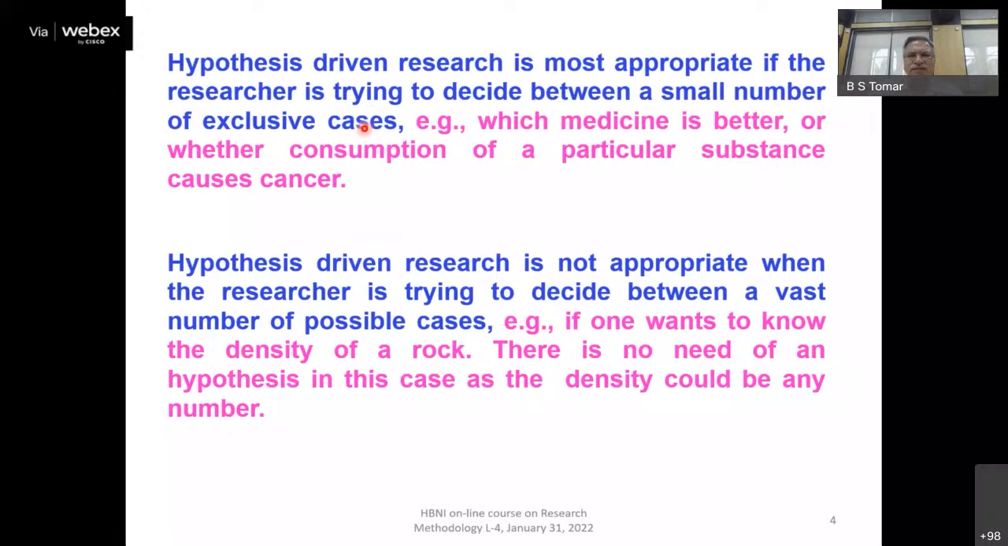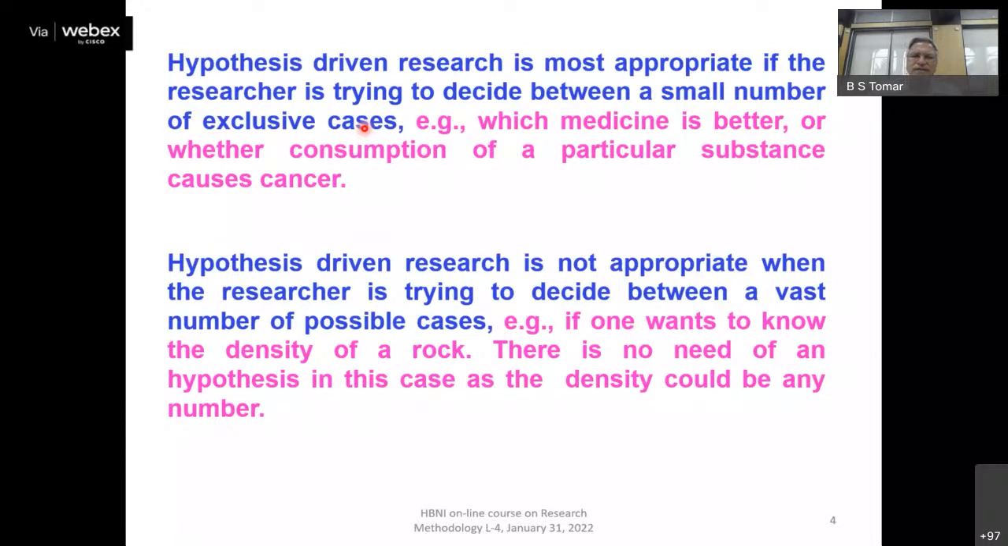Similarly, whether the consumption of a particular substance causes cancer, you can make a hypothesis. The answer could be yes or no, or to what degree. You will come out with quantitative data also, that if somebody consumes this particular substance, then he has this much chance of getting cancer, or this much chance of not getting cancer. So all this kind of research, where you have two or three options, very few outcomes of the study, we can say is hypothesis-driven research.